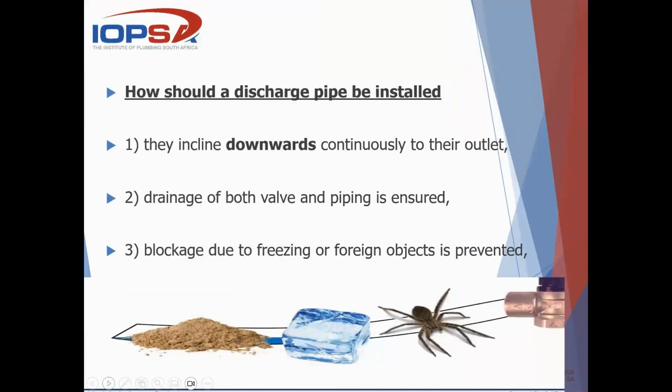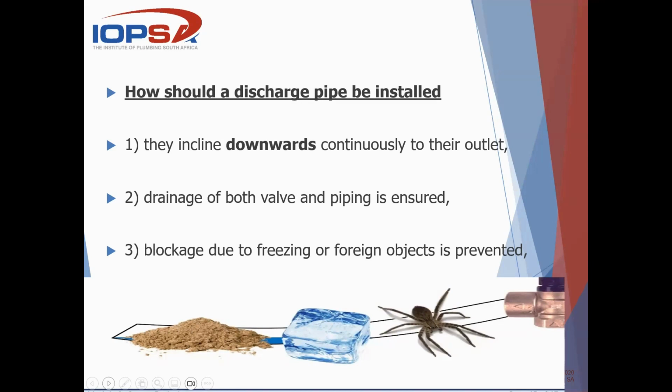So how should a discharge pipe be installed? Well, the standard provides some clear guidance. It says that it has to be installed downwards, and it's got to be continuous to the outlet. And there's obviously a reason for that, because you want to ensure that water flows down and there's no traps, so down and out, and it needs to be supported. The drainage of both the valve and pipe is ensured. So obviously you don't want to have water lying in this pipe because it's facing maybe upwards or slightly at an angle where the drainage is not ensured at all.